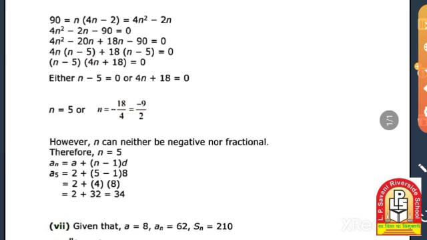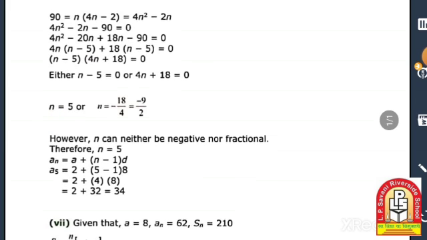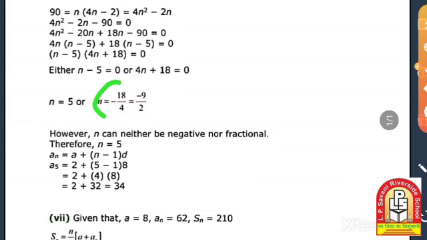Then in the next step we take n minus 5 common. So n minus 5 into 4n plus 18 is equal to 0. So we got n minus 5 and 4n plus 18 from the equation, and their product is 0. So n minus 5 is equal to 0 and 4n plus 18 is equal to 0. So n is equal to 5 and 4n is equal to minus 18, that is n equal to minus 9 by 2.